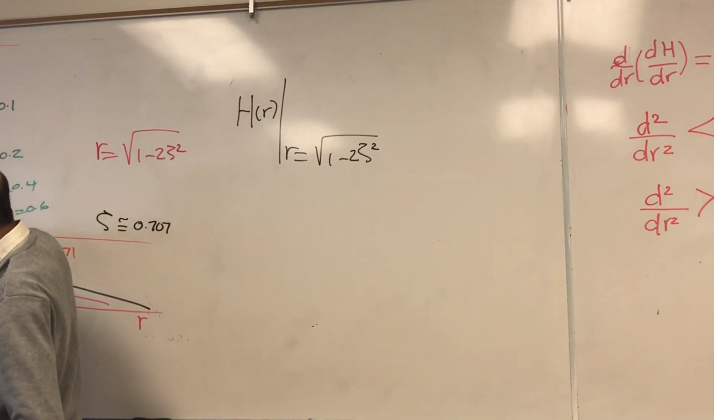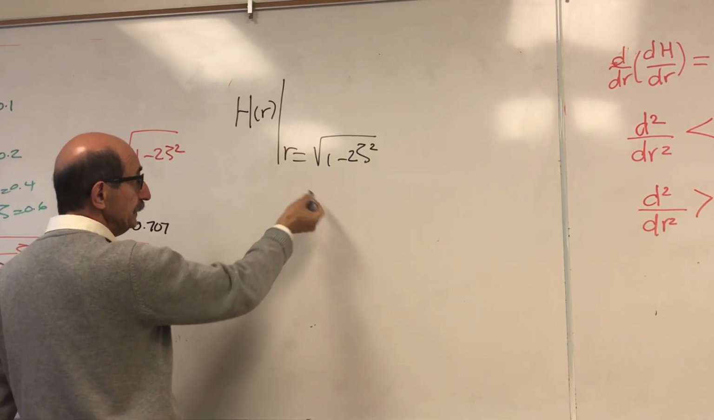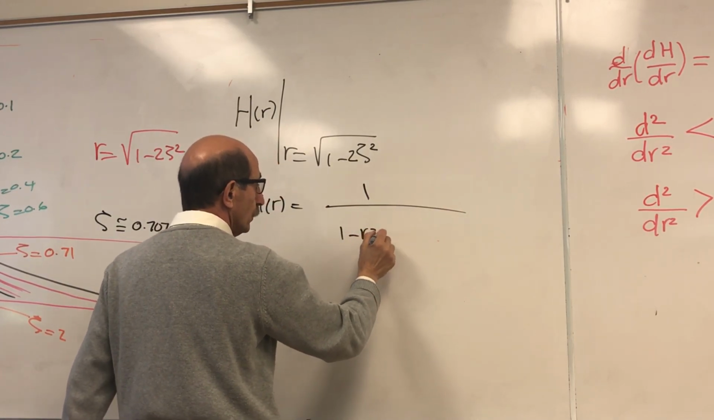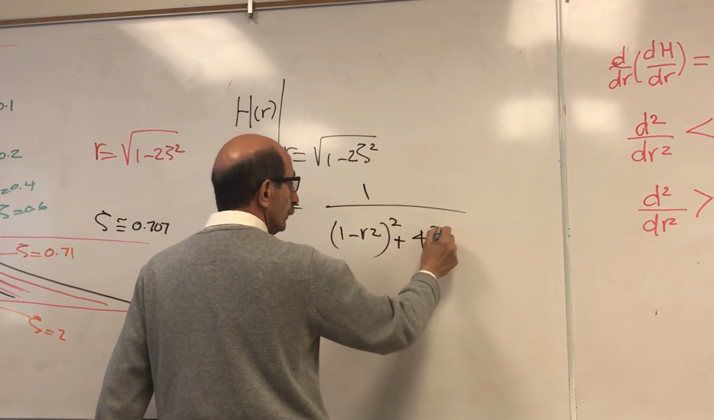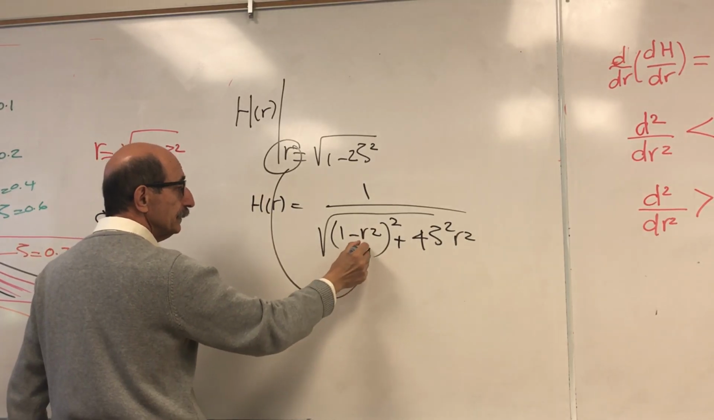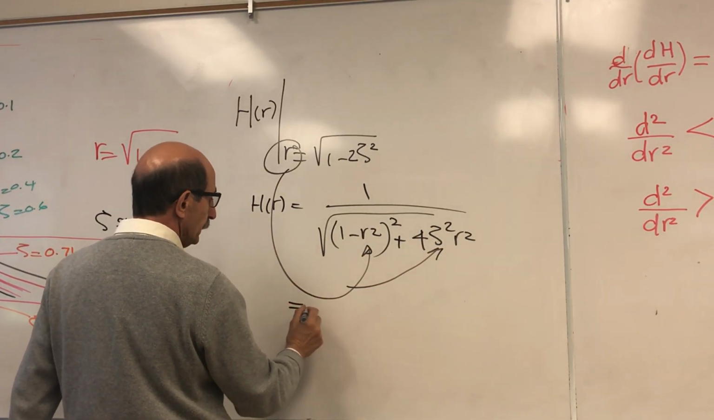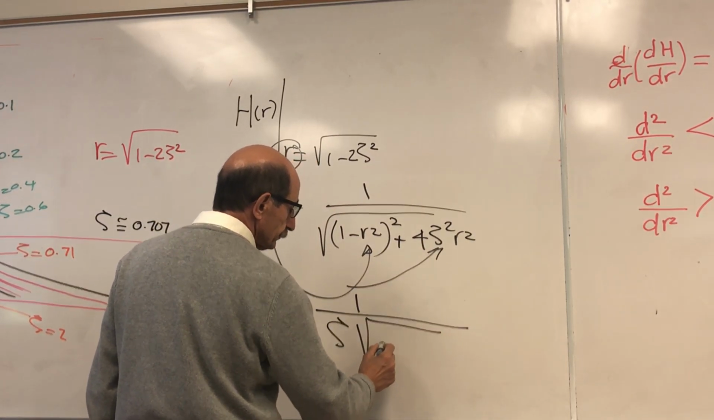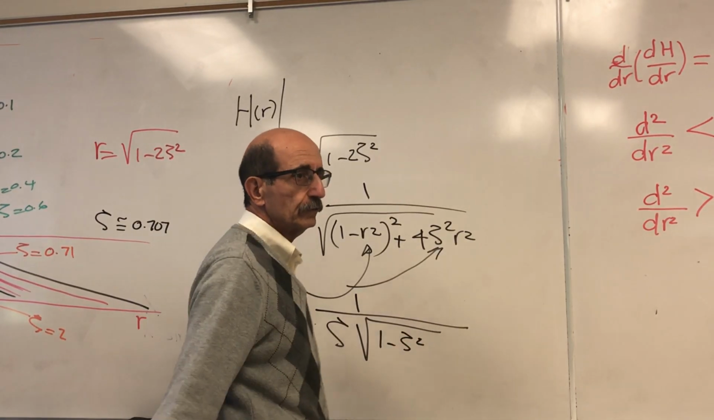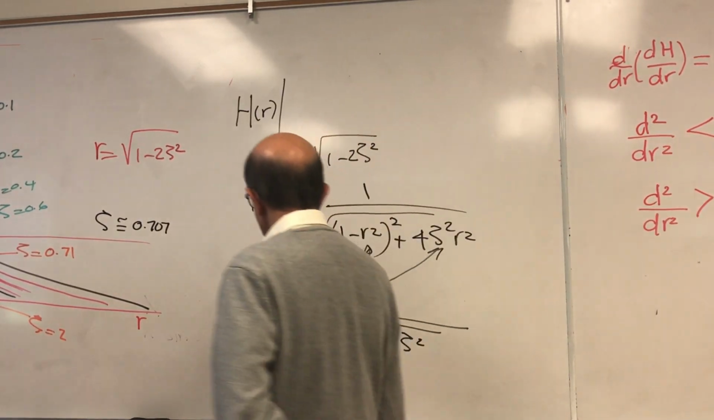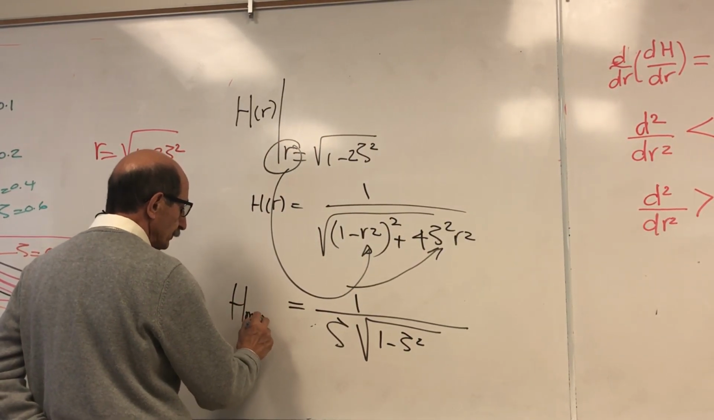So let's see, what is this maximum value, right? If you substitute that in there, in other words, H of R is what? It is 1 over the square root of 1 minus R squared, squared, plus 4 zeta squared R squared. So you substitute this R in here, and what you get is something like this: 1 over 2 zeta times the square root of 1 minus zeta squared. That's what you will be getting. So this is the maximum value of the frequency response function.